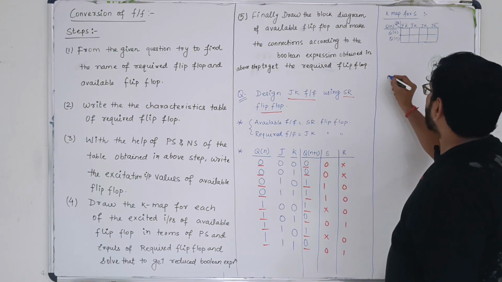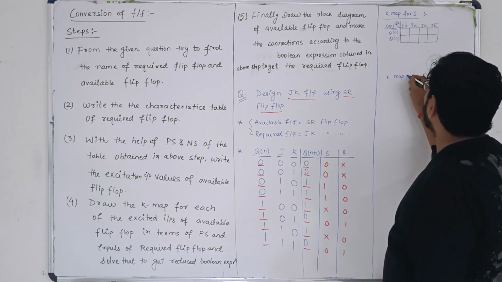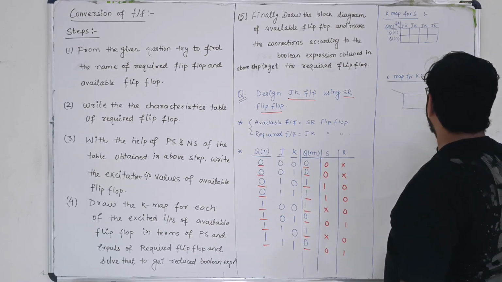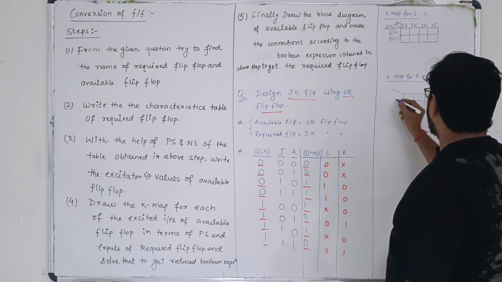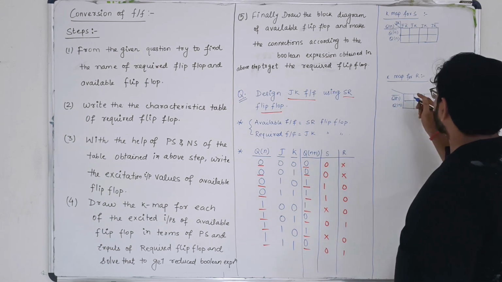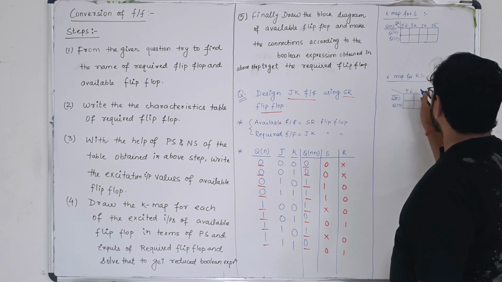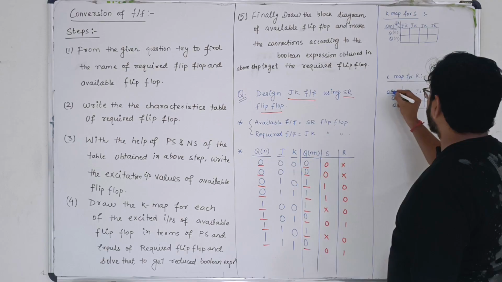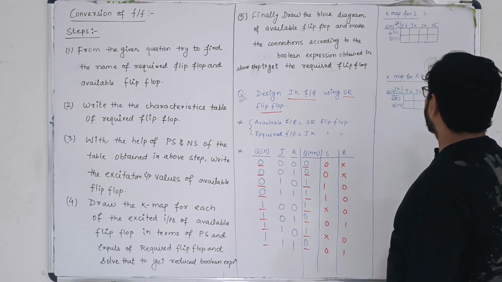Similarly, we'll go for the K-map for R. The same thing will be repeated here. We'll have Qn bar, Qn, then J bar K bar, J bar K, JK, JK bar. This side we have Qn, and this side we have JK.